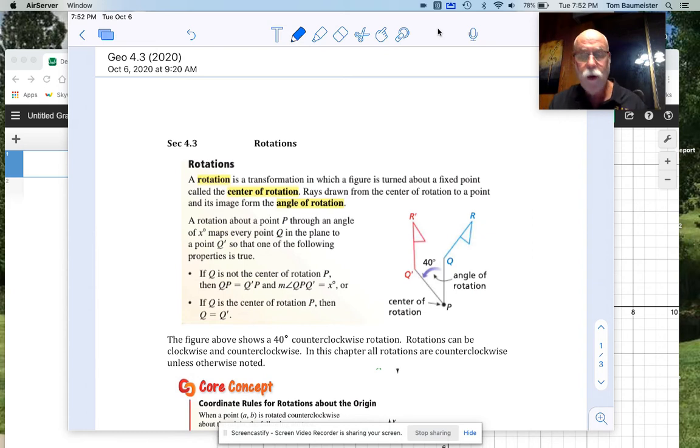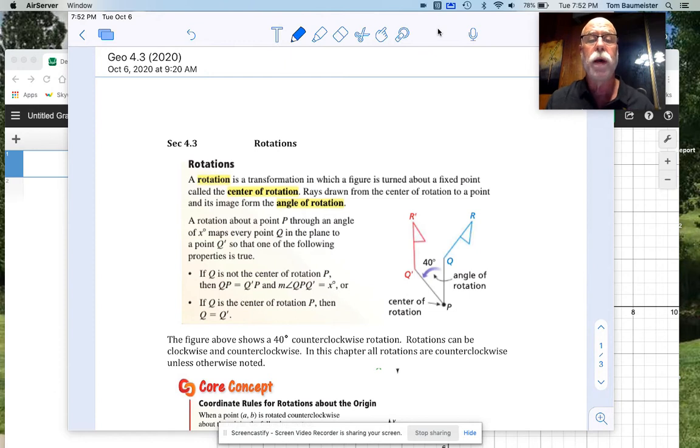All right, so let's go ahead and try this section 4.3 rotation. So a rotation is a transformation in which a figure is turned about a fixed point called the center of rotation. Rays drawn from the center of rotation to a point and its image form the angle of rotation.